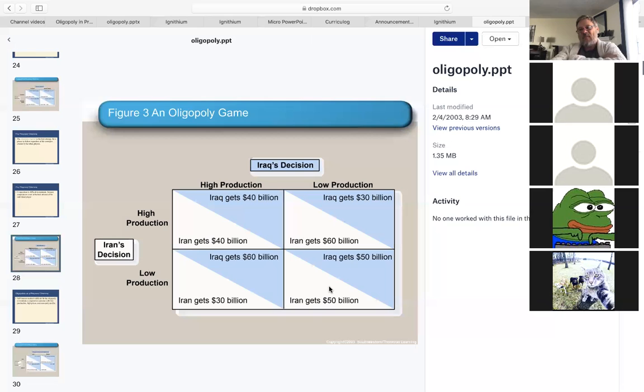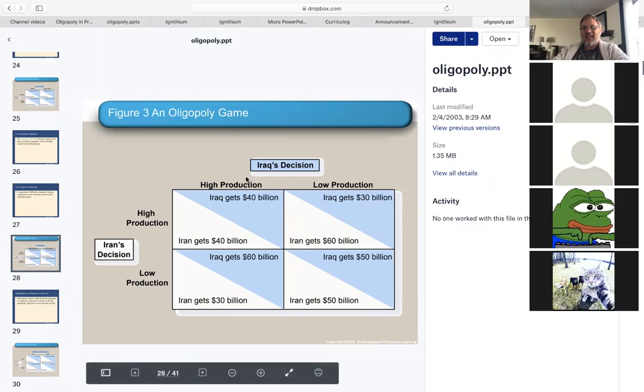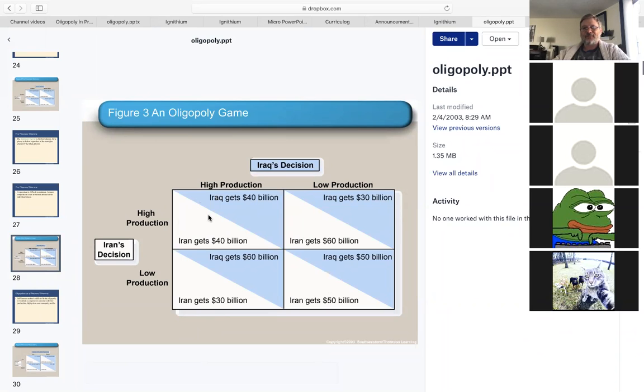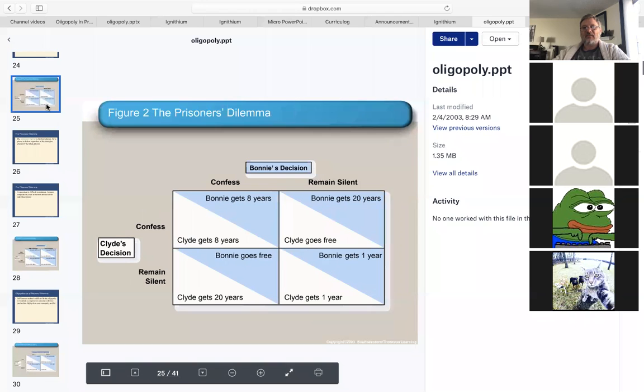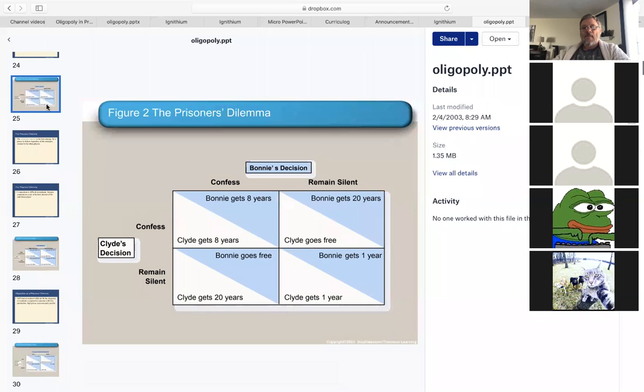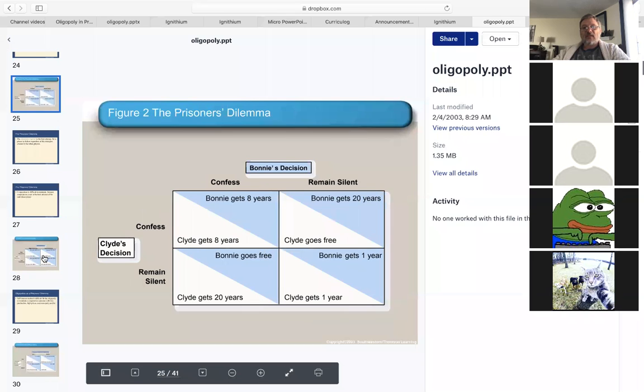Yeah, for sure. But again, like I just showed you, when they play Nash Equilibrium, they end up at a high production. They both lose profit. So what is the difference between this situation and the situation that you had before, the one with Bonnie and Clyde? So what's the difference between those two?